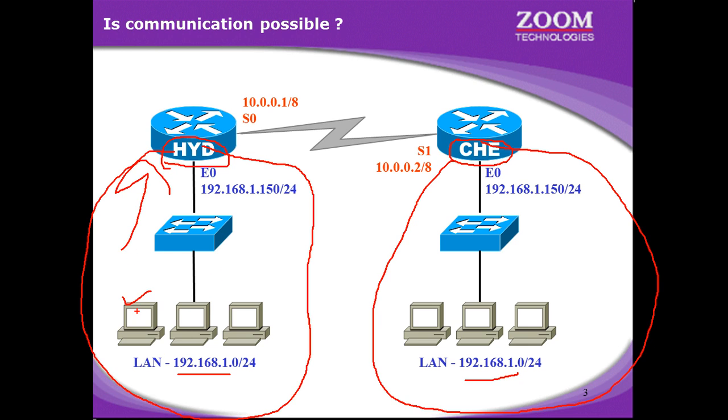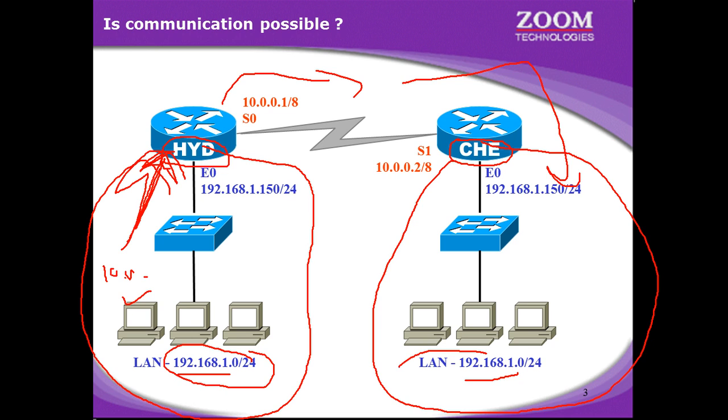But if this machine wants to send a packet to an address that starts, for example, with 10.0 and so on, it will not try to find that destination inside the network. It will go to the gateway. The default gateway is the router address, and the router will forward the packet to whoever it belongs to. So communication is not possible in this scenario because they both are using the same network.